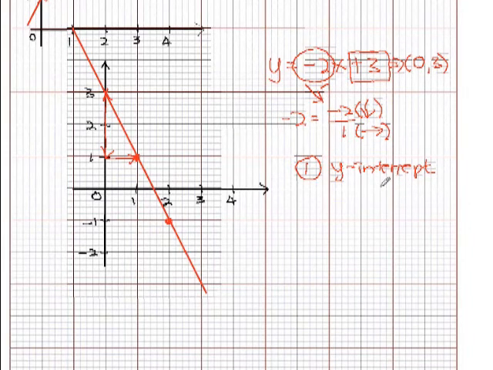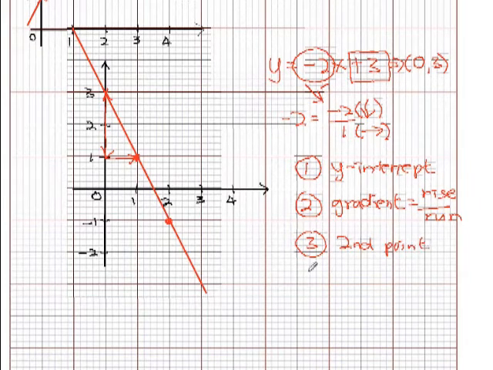And of course, we need to plot the y-intercept. After that, second, we need to read the gradient and interpret the gradient as rise over run. And step 3, we need to figure out the second point. Step 4, we draw a line to join the points and extend the line if it is necessary.